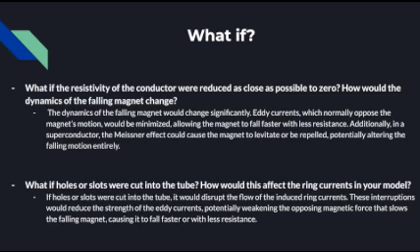the falling motion entirely. And the next one is, what if holes or slots were cut into the tube? How would this affect the ring currents in your model? If holes or slots were cut into the tube, it would disrupt the flow of the induced ring currents. These interruptions would reduce the strength of the eddy currents, potentially weakening the opposing magnetic force that slows down the falling magnet, causing it to fall faster with less resistance.